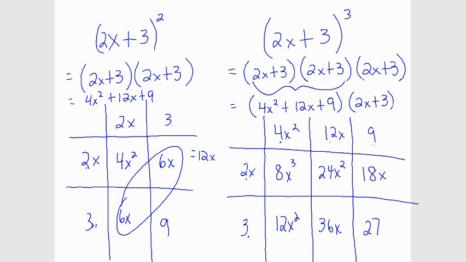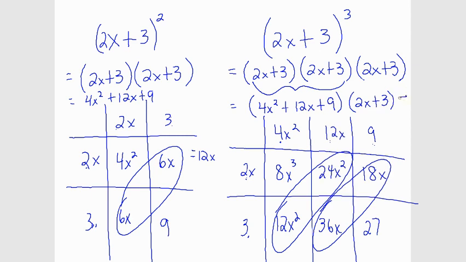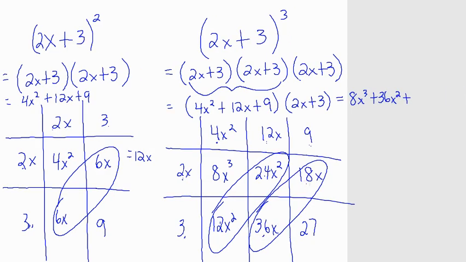And then, again, we've got the diagonals. Okay, so we got 8x cubed. We have got 12 plus 24 is 36x squared. We've got 36 plus 18, that would be 54. And then we've got plus 27.